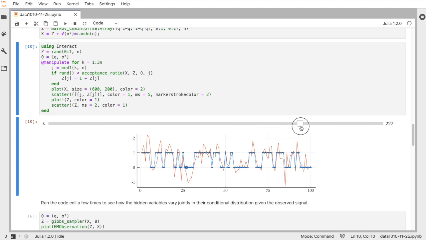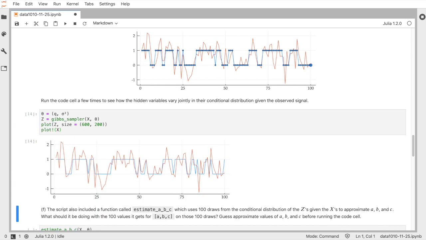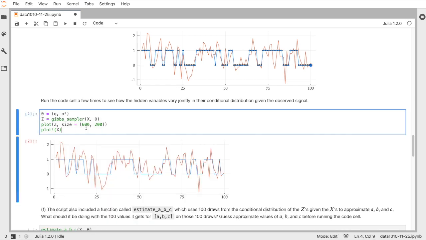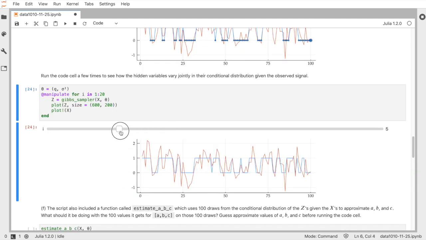But after we make sufficiently many passes through, the effect of that initial state will have worn off, and we'll be looking at a state whose distribution is approximately the correct thing. It's approximately drawn from the conditional distribution of the z's given the x's. So we can do that a few times for this particular fixed x. So x isn't changing here. You can see that the z's do change a bit. So these are just random draws from the conditional distribution of z given the x's.